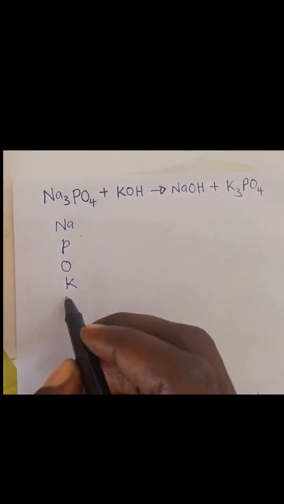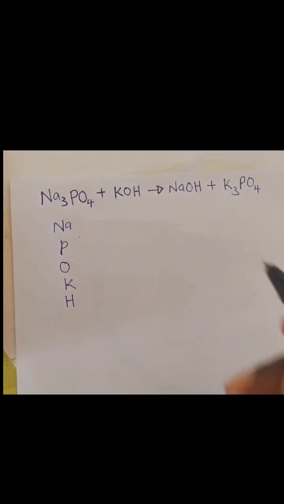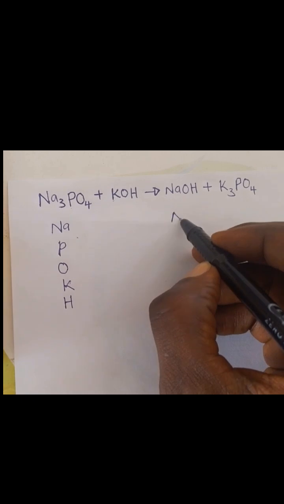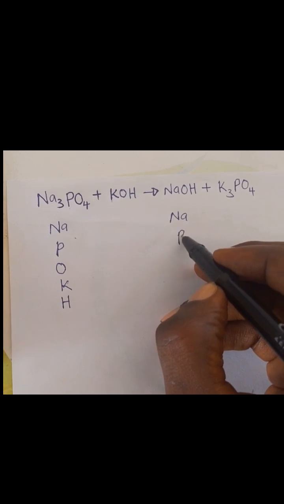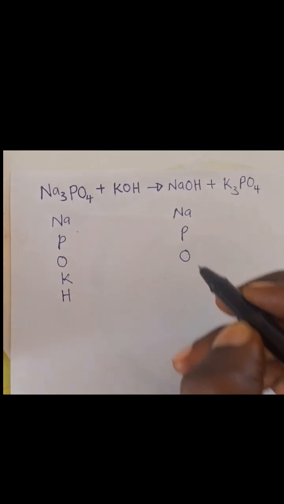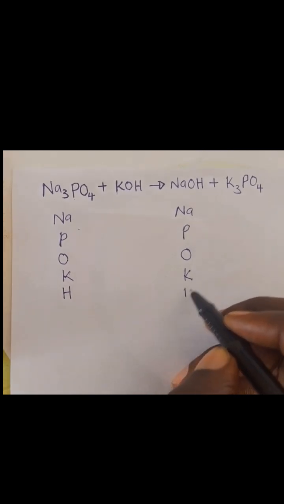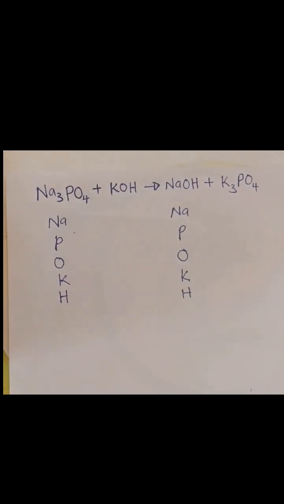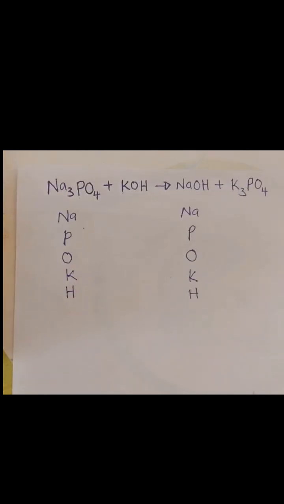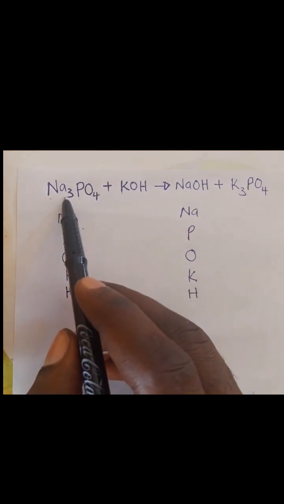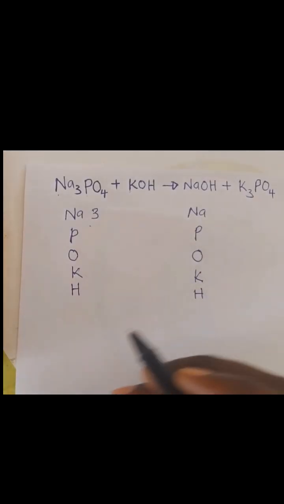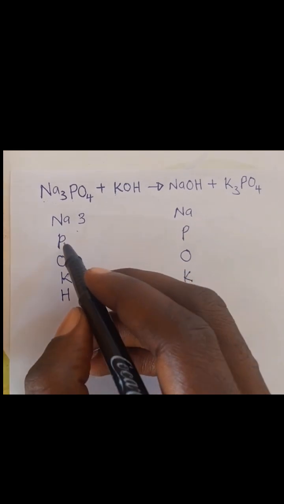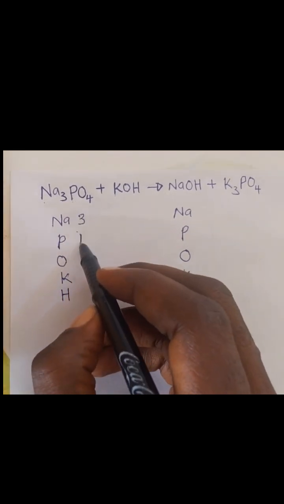So here we have hydrogen. Now on the right side we have sodium again. Repeat it in this order. So you have phosphorus, oxygen, potassium, and hydrogen, just in the same order. Now, how many atoms of sodium do you have on the left side? Notice that we have only three sodium atoms here. So I'm going to place the three in front of this. Now, for phosphorus, we have only one phosphorus. I will place one here.